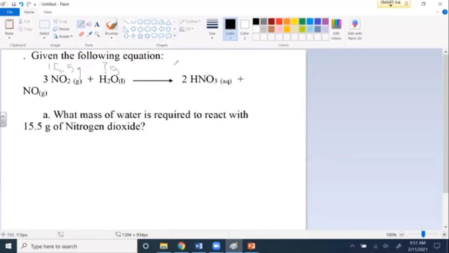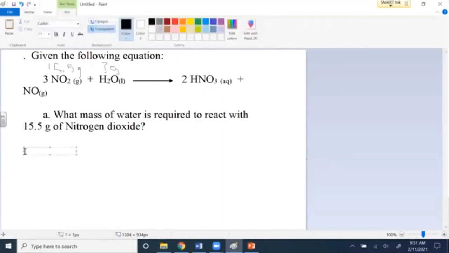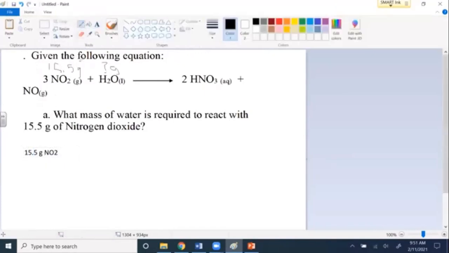So once again, this is a mass-to-mass problem, so we're going to have the same setup. We're going to have those 4 fractions there. I'm going to take what I know and put it over 1. I know that I have 15.5 grams NO2, and I'm going to put that over 1. The point I need to make is that this equation is balanced. Anytime you're given coefficients, you can assume something is balanced.